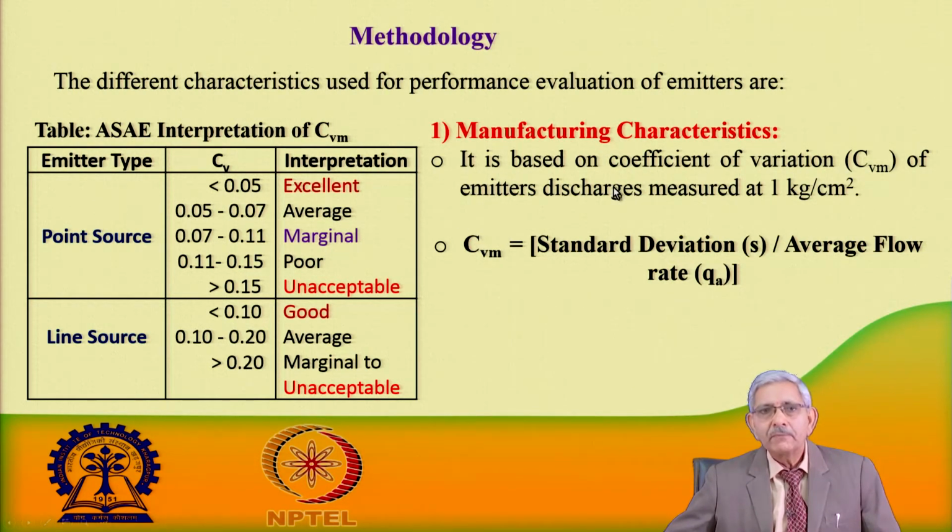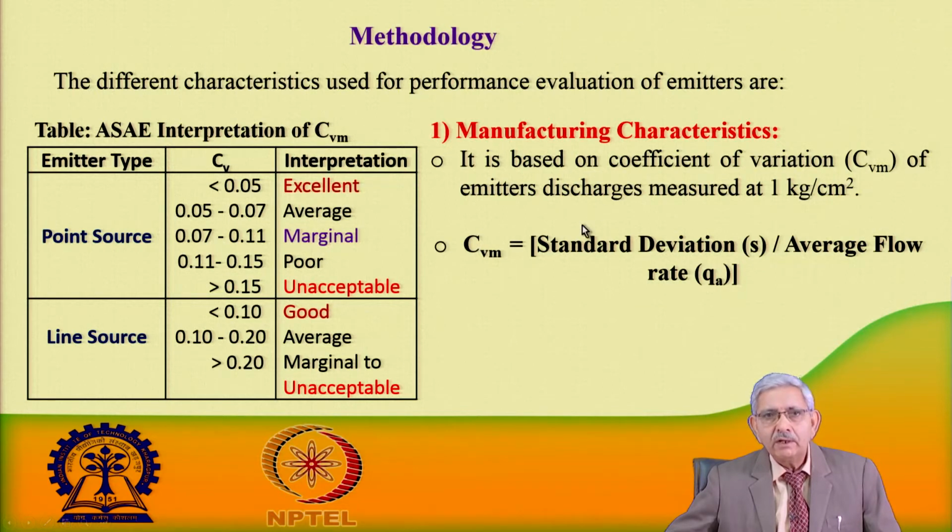Here, the discharge is estimated, and from the given discharges we want to find out the coefficient of variation. This is known as the manufacturing coefficient of variation, and it is estimated as the standard deviation divided by the average flow rate.